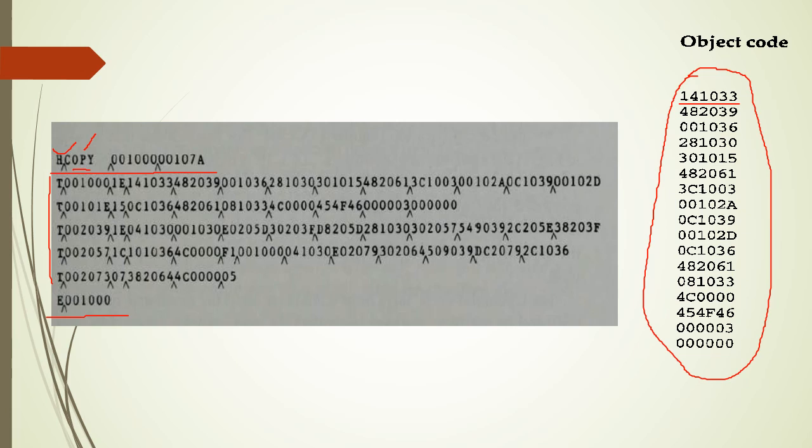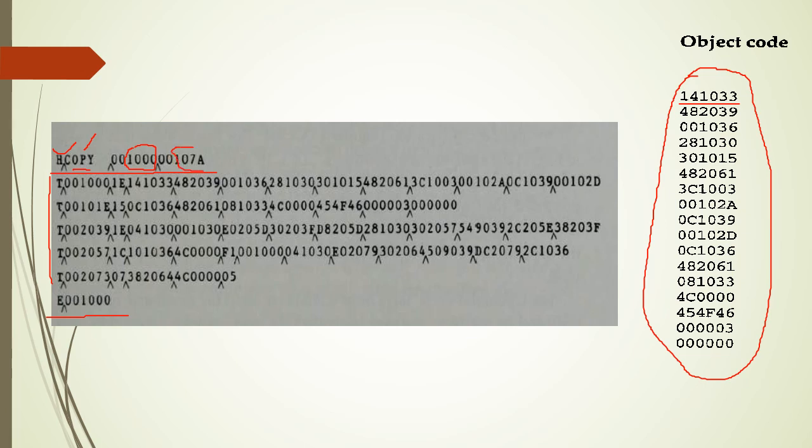Then the next columns, number 8 to 13, that is total 6 columns, are for the starting address of the object program. As you know, the starting address of the program that you studied in the previous session is 1000. These 2 zeros are prefixed to fill all the columns, 001000. And then the last 6 columns, column number 14 to 19, are reserved for the length of the object program. Here the length of the program is 107A.